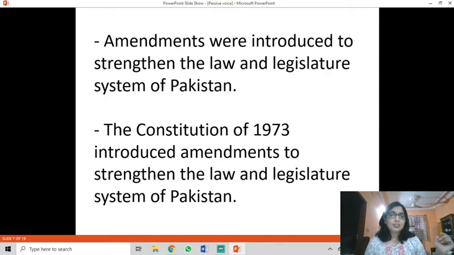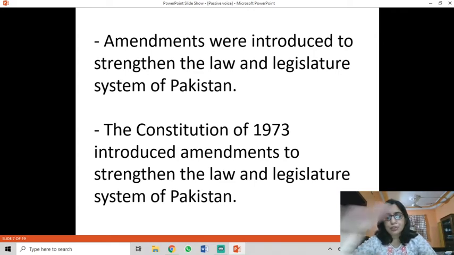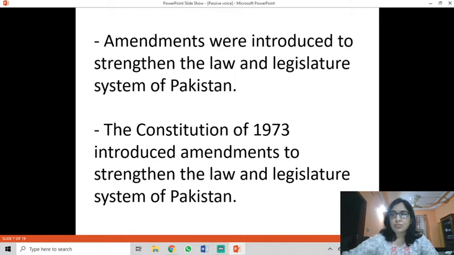Let's see another example. Amendments were introduced to strengthen the law and legislative system of Pakistan. Similarly, do you see in this first sentence it is written in passive voice, but you cannot identify the subject over here. On the other hand, if you see the other example, the Constitution of 1973 introduced amendments to strengthen the law and legislative system of Pakistan. So the Constitution of 1973, as you can see, is the subject. Now in the active sentence, you know that you are talking about the Constitution of 1973, where amendments were introduced to strengthen the law and legislative system of Pakistan.